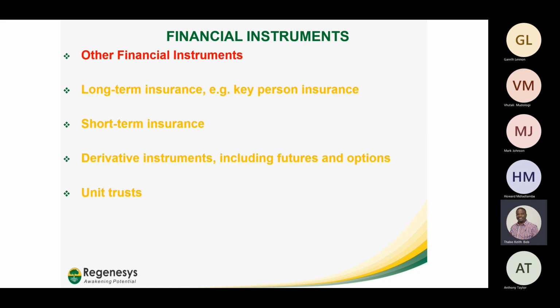And of course, there are other financial instruments that we can also look at. The long-term will be insurance. Long-term insurance will be such as personal insurance, then short-term insurance, derivative instruments which include futures and options, and unit trusts. These are other financial instruments that one can look at.